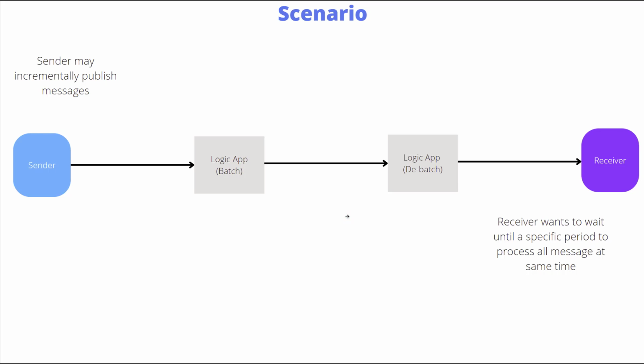For this batching to work, we really need two different Logic Apps. One is going to be our debatching Logic App, and this is going to use the batch connector and a trigger. Then in our publisher, we're also going to use the batch connector, but this will allow us to send to a specific batch. And then the receiver, based upon requirements, will wait until a specific period of time, and then process all of these messages at one time.